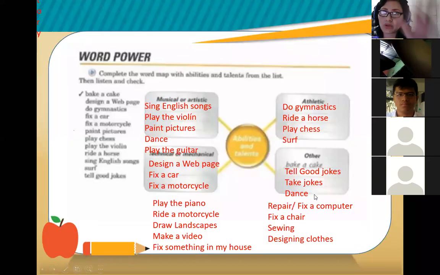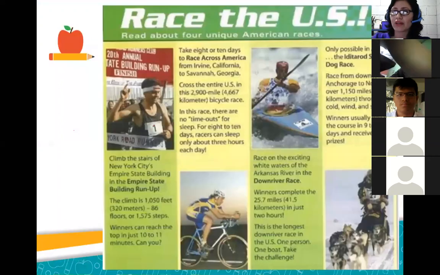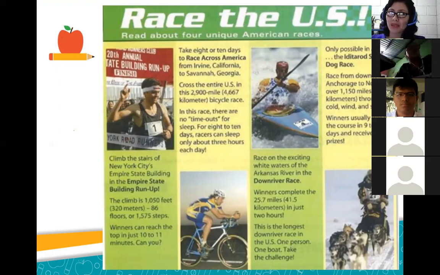¿Esa parte de acá, chicos, quedó clara? ¿Ya no hay alguna pregunta? Ok. Entonces, acá en la última parte de la sección número 5 hay un reading, ok. Y el reading se llama Raise the U.S. Read about 4 unique American races, ok.